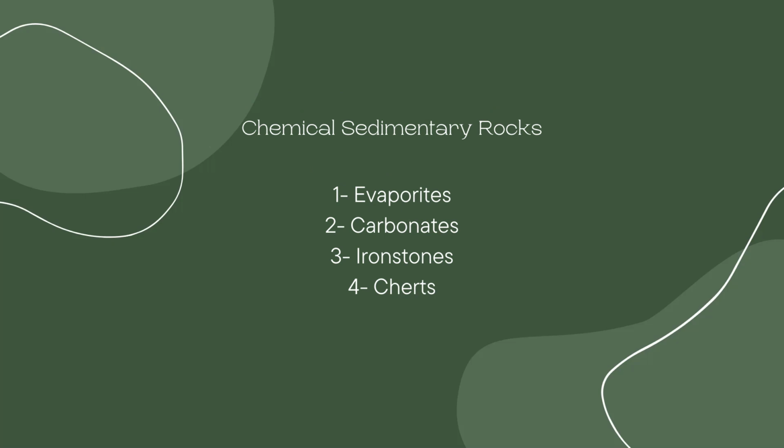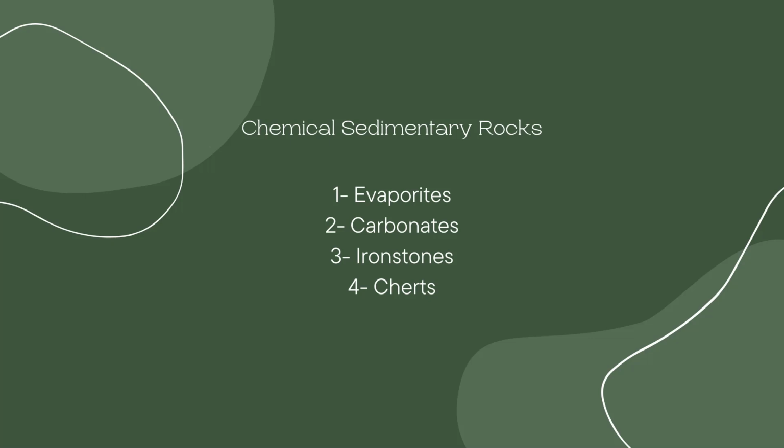Chemical sedimentary rocks. Chemical sedimentary rocks are a type of sedimentary rock that forms from the precipitation of minerals from water. These rocks are usually formed by the concentration and precipitation of dissolved minerals in a marine or lake environment, or from the evaporation of water in a closed basin.